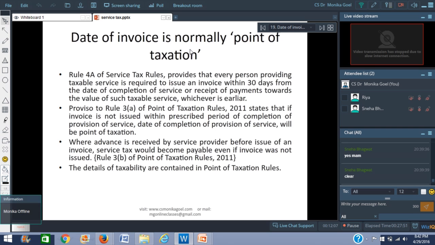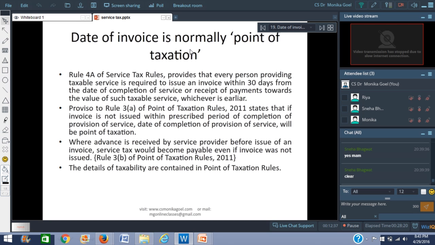Now you would say, but ma'am, you said that if I receive advance, then also I have to charge service tax. Yes, and therefore whenever advance is received, there is a proviso which says that service tax would become payable even if the invoice is not issued. Even if the invoice is not issued, you will have to charge service tax as per Rule 3B of the point of taxation rules. Further details we will look at in the point of taxation rules.